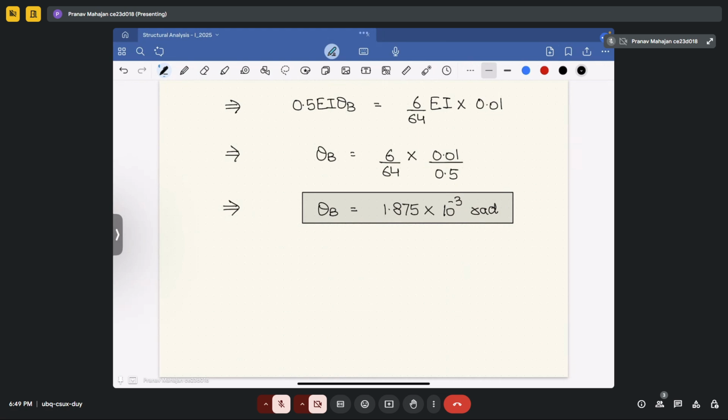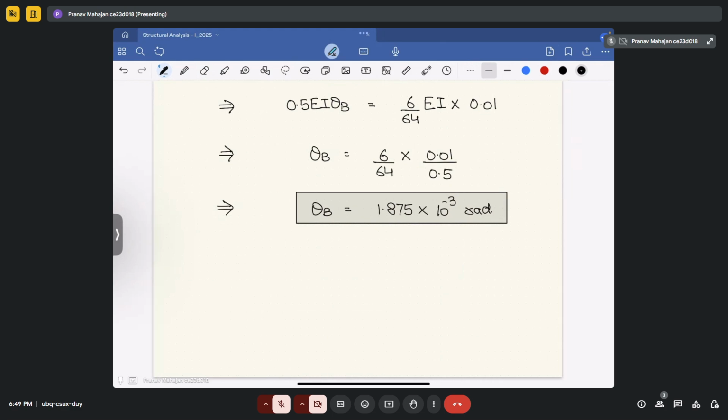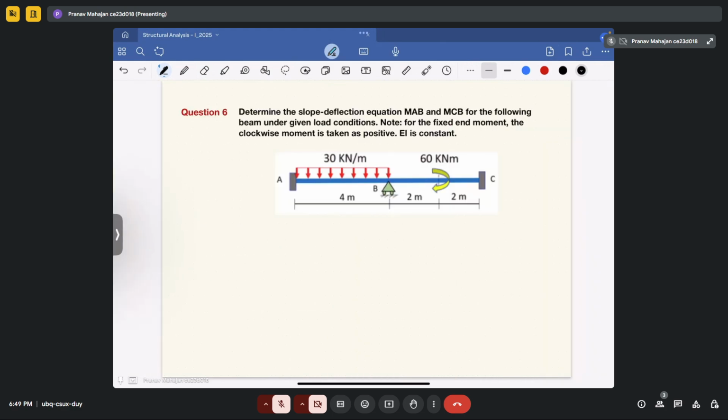Okay, sorry, theta B. So we have calculated the value of rotation theta B. So let's solve further problems. Your next problem is you have to determine the slope deflection equation MAB and MCB for the following beam under the given loading conditions.